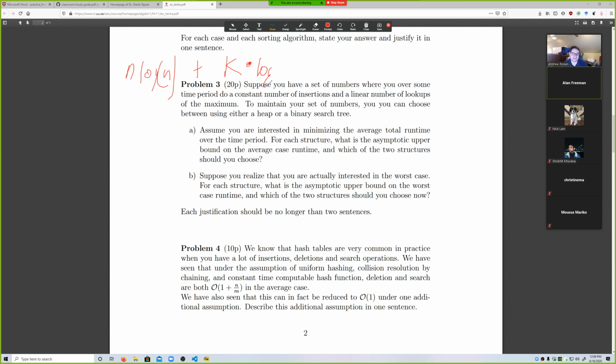Answer is, it takes log n time. Not log k, because k is the number of lookups we're doing. So that is the runtime for a binary search tree.